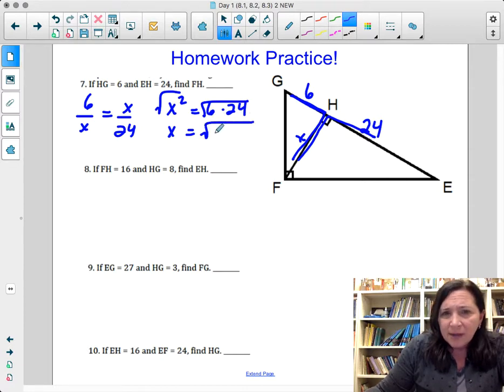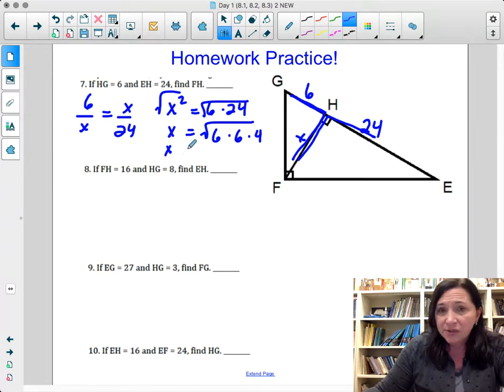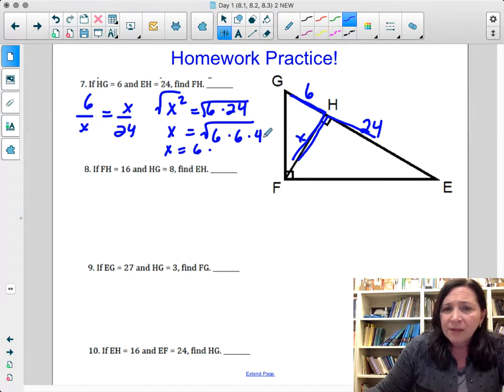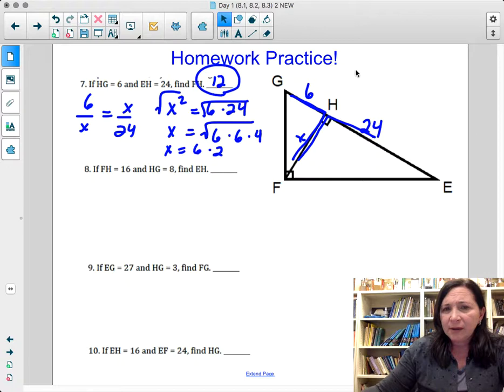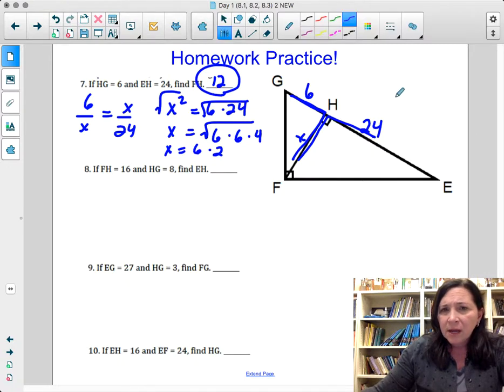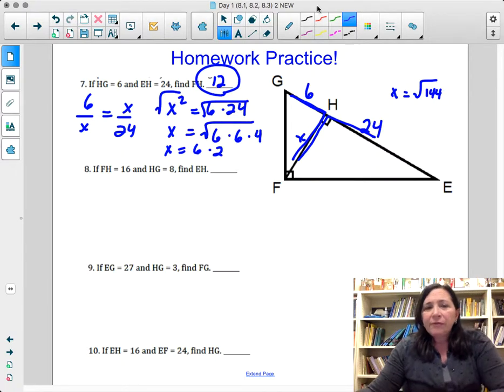Let's rewrite this, and that's root 6 times root 6 times 4. So what we have here is root 6 times root 6 is root 36, which is 6. So that's 6 times, and the square root of 4 is 2. So 6 times 2, which is 12. So this value is 12. You also could have multiplied these out, and in multiplying these out, you would have gotten X is equal to the square root of 144, and then of course that's 12.